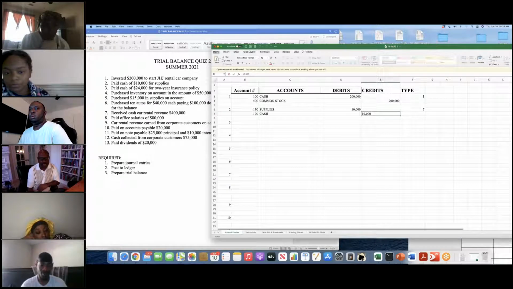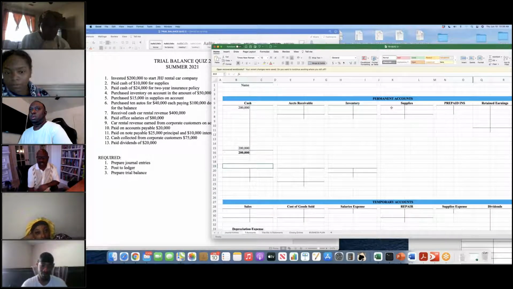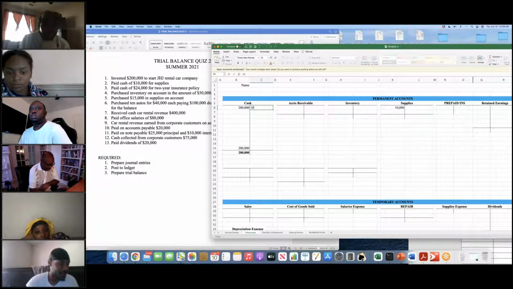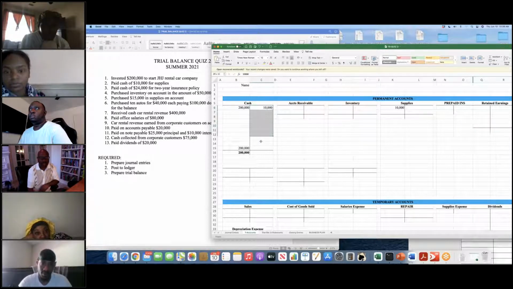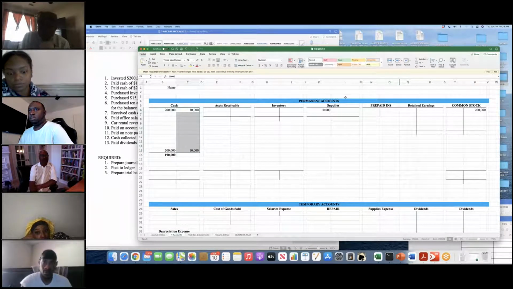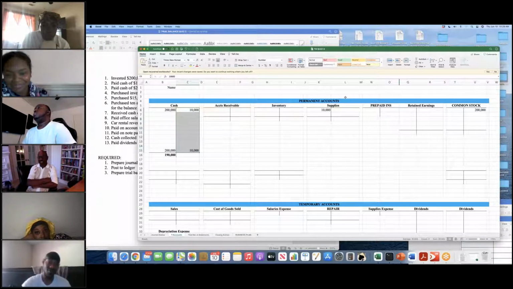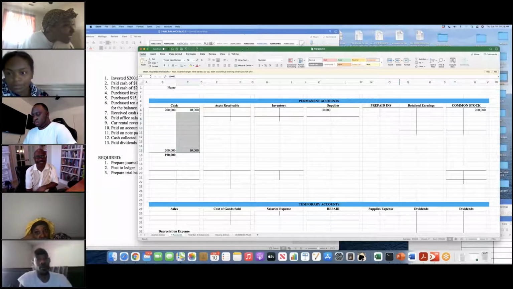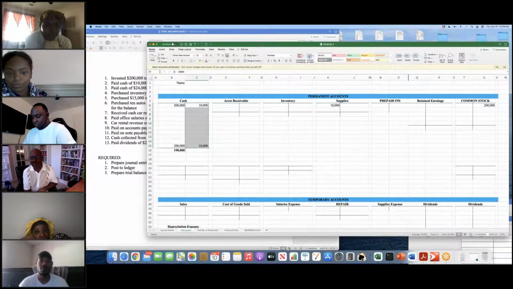So let's go and post this then in our T accounts. So we're going to put the 10,000 debit in supplies. Then we're going to come over here to cash and put the 10,000 in. Now let's see if we can auto sum it. Let's auto sum it. Look at that. How about that? What do we have to say about that?